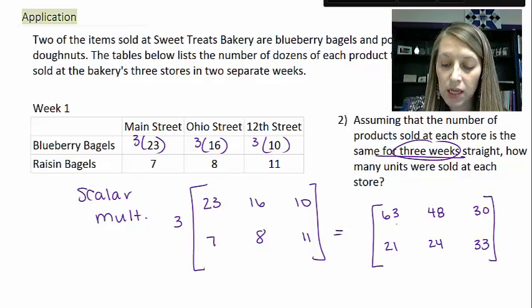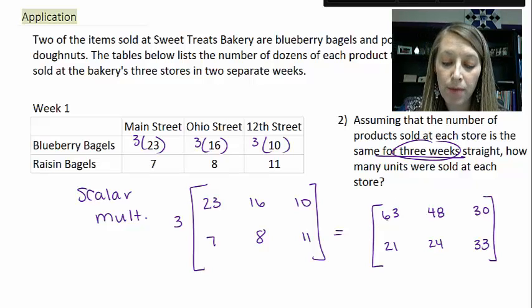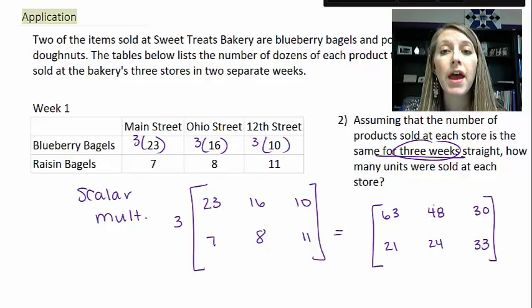So we can see that 63 dozen blueberry bagels are sold at the Main Street. That's what this one means, for a total of 3 weeks accumulative. 48 blueberry bagels were sold at the Ohio Street location for 3 weeks accumulative, and so on and so forth. So here's an example of scalar multiplication in our matrix format that is used in real life.